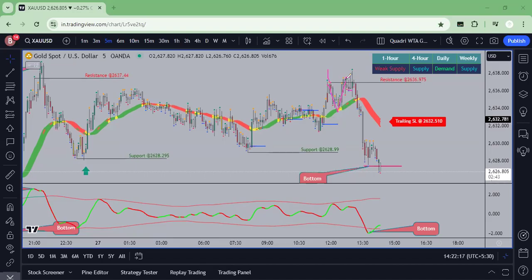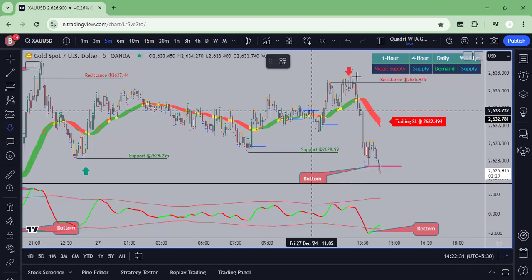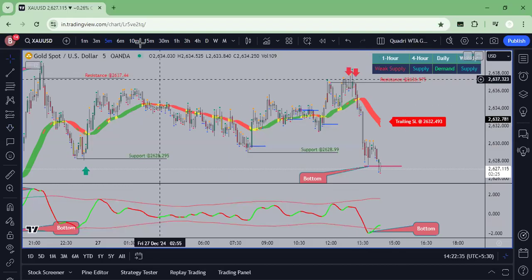Now here, if we placed a stop loss over here and initiated a sell trade on this particular candle, let me mark it so that everyone can see it clearly. This is the second. If I kept my stop loss over here and initiated my sell trade over here, I'm stopped out in this particular candle.